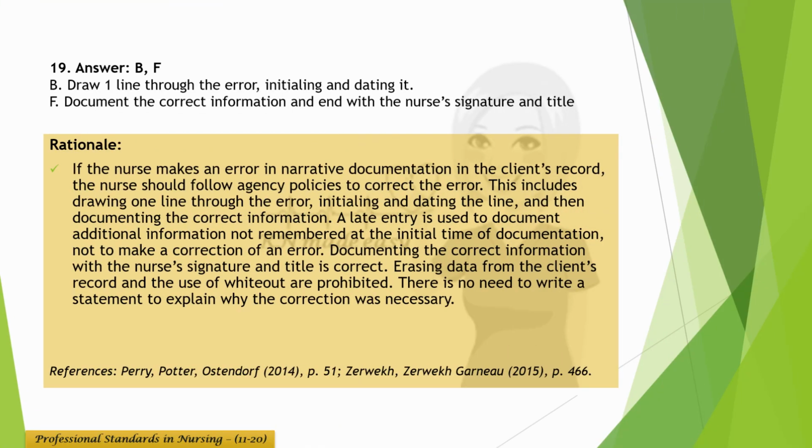The correct answer, B and F. If the nurse makes an error in narrative documentation in the client's record, the nurse should follow agency policies to correct the error. This includes drawing one line through the error, initialing and dating the line, and then documenting the correct information. A late entry is used to document additional information not remembered at the initial time of documentation, not to make a correction of an error. Documenting the correct information with the nurse's signature and title is correct. Erasing data from the client's record and the use of whiteout are prohibited. There is no need to write a statement to explain why the correction was necessary.